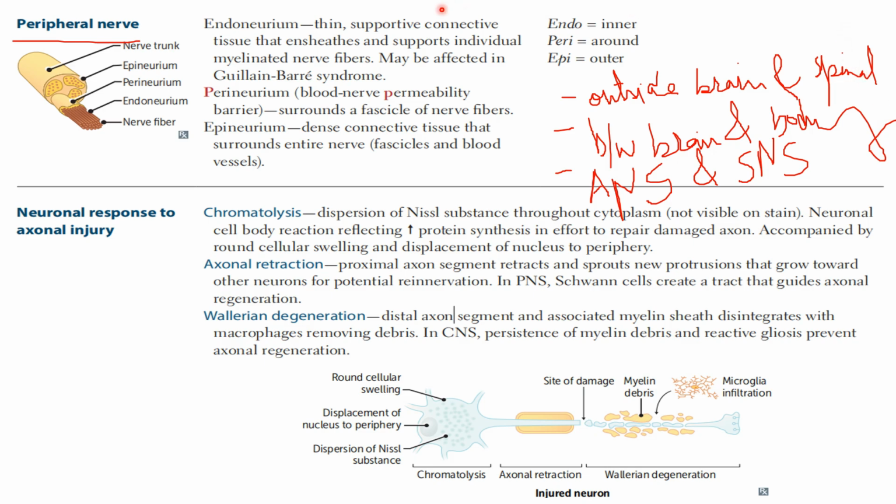Now, let's look at this diagram. As we can see, we have this nerve trunk. Then we have the epineurium, which is the outer layer. Then we have the perineurium, the middle layer, covering the endoneurium. Endo means inside. All right.